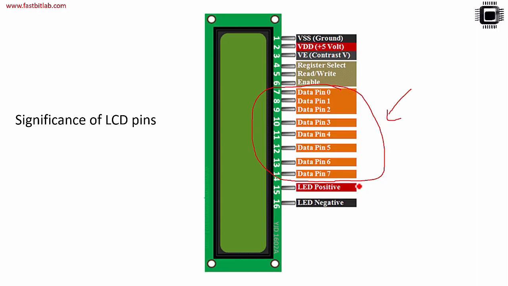After that, there are 2 other pins which are used to control the backlight of this LCD. Basically, this is the backlight LED's positive terminal, and this is the negative terminal. So you can use them to turn on the backlight of the LCD.